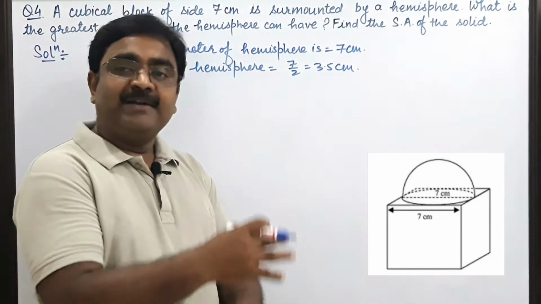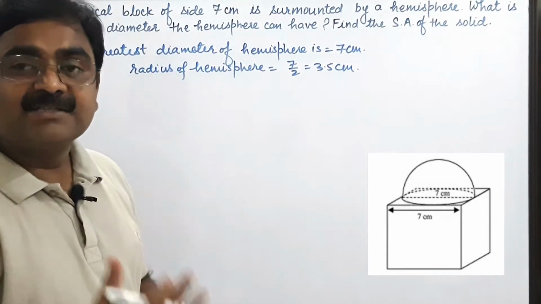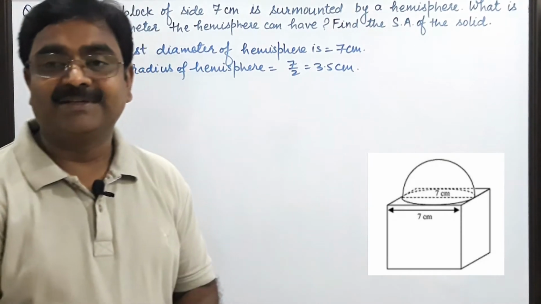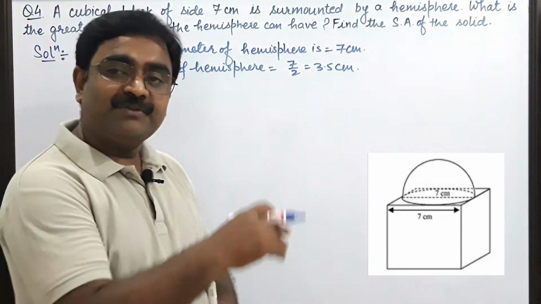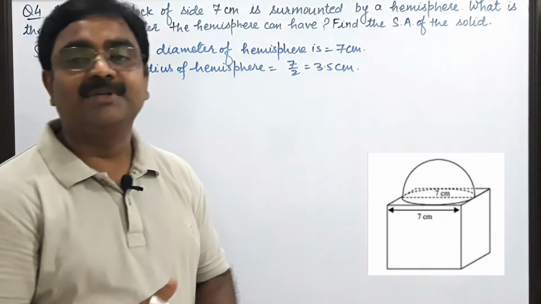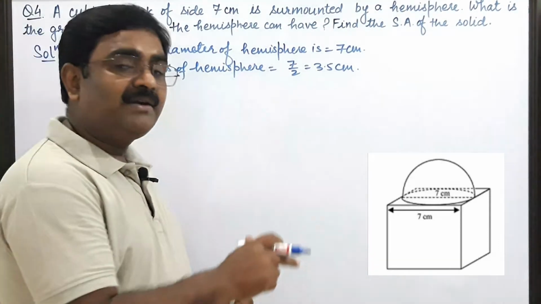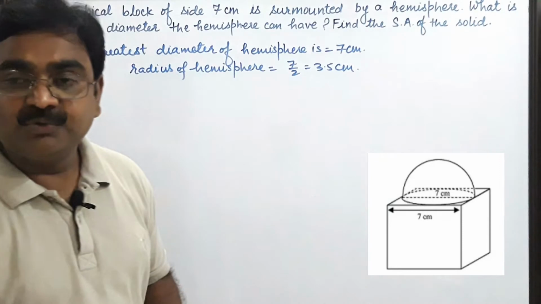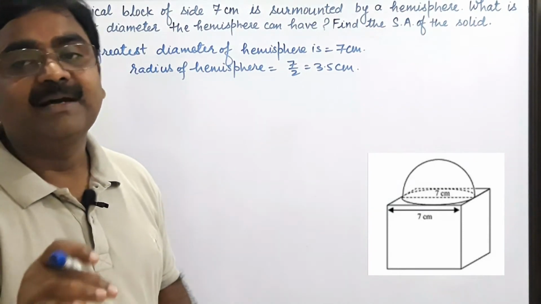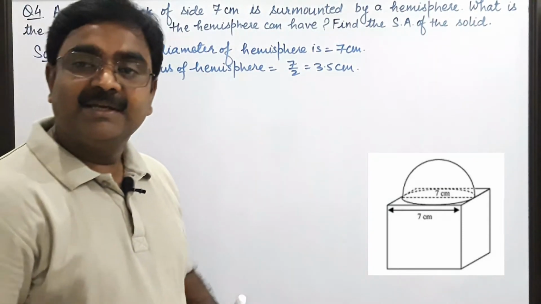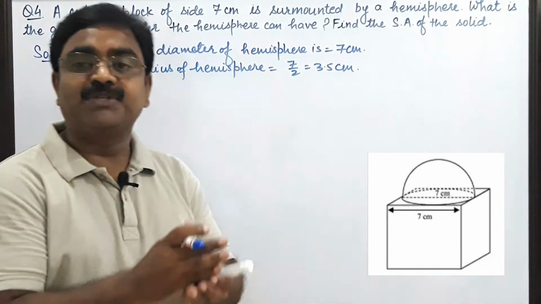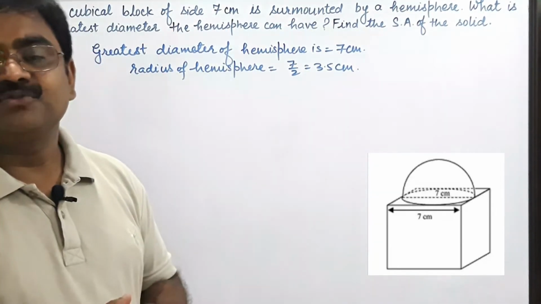Now what do we have to do? As you are observing in the figure, a part of the cube is covered by the base of the hemisphere, and you know that the base of the hemisphere is a circular region. So the part of the cube which is covered by the hemisphere is pi r square. So what we will do is subtract this pi r square from the total surface area of the cube, we will minus it.